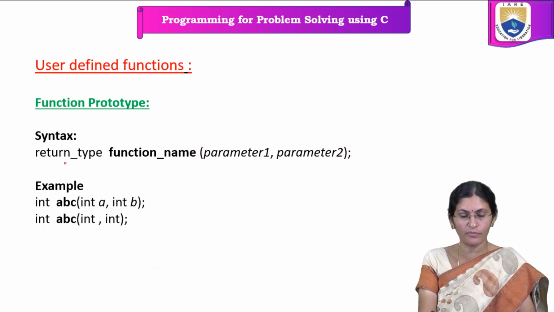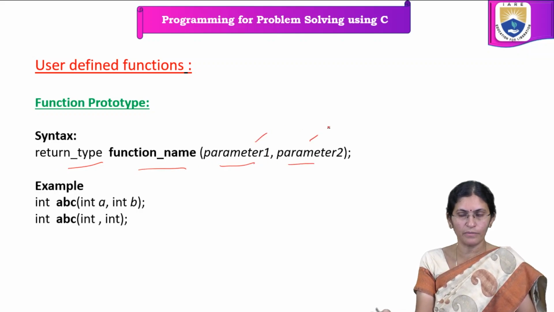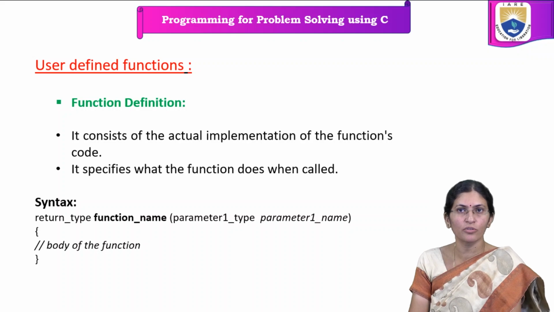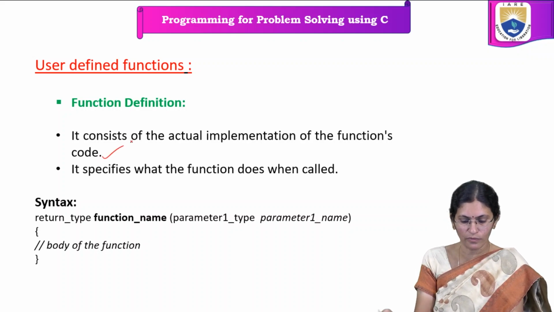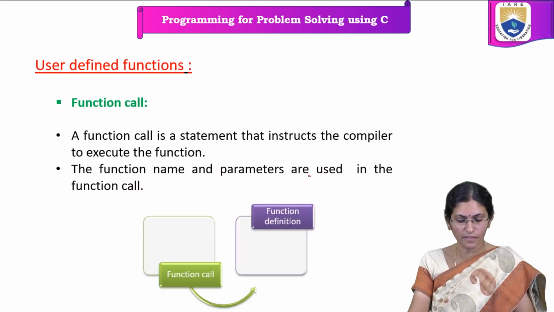This is the syntax of a function prototype: return type, function name, then the parameter list. Here you can have any number of parameters, and these are the inputs to the function. Next, the function definition is the actual implementation of the function code where the code is written. It specifies what the function does when it is called.